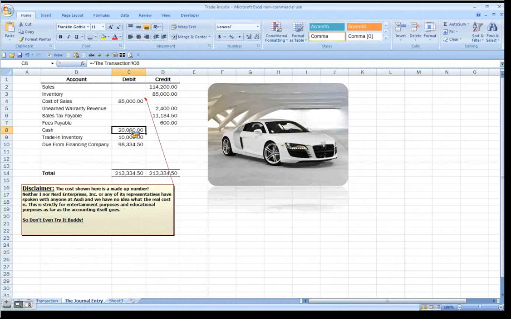We're going to assume the customer's paying $20,000 cash. We're getting a trade-in worth $10,000. That's what we're going to assume we valued it at. And the difference, again, is what's due from the financing company. So this is what the journal entry looks like.